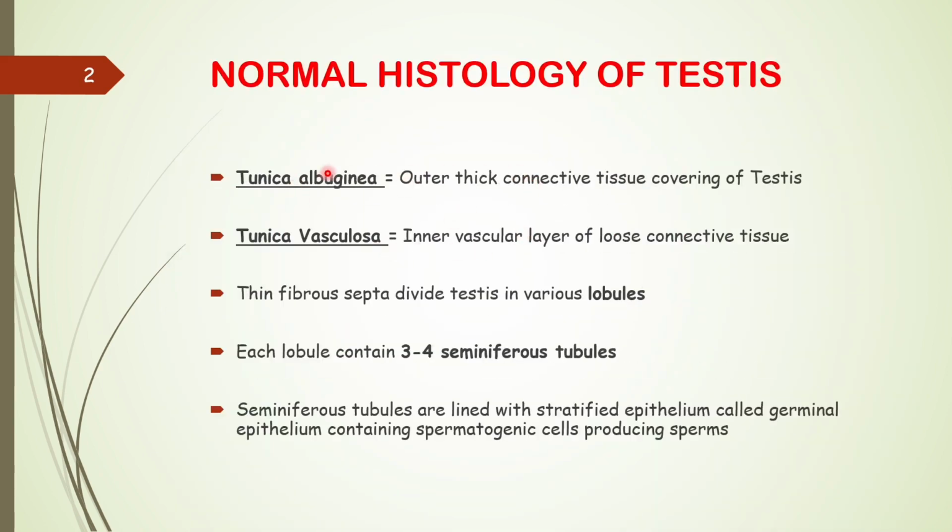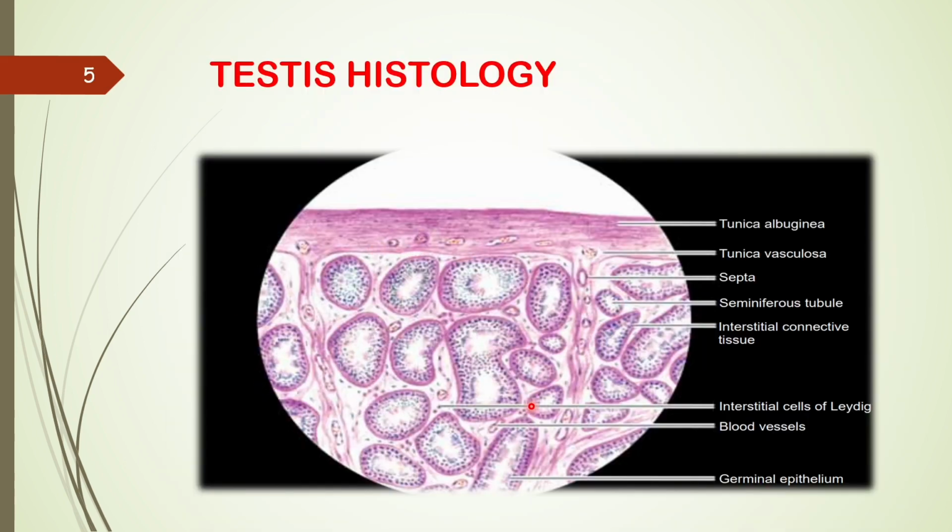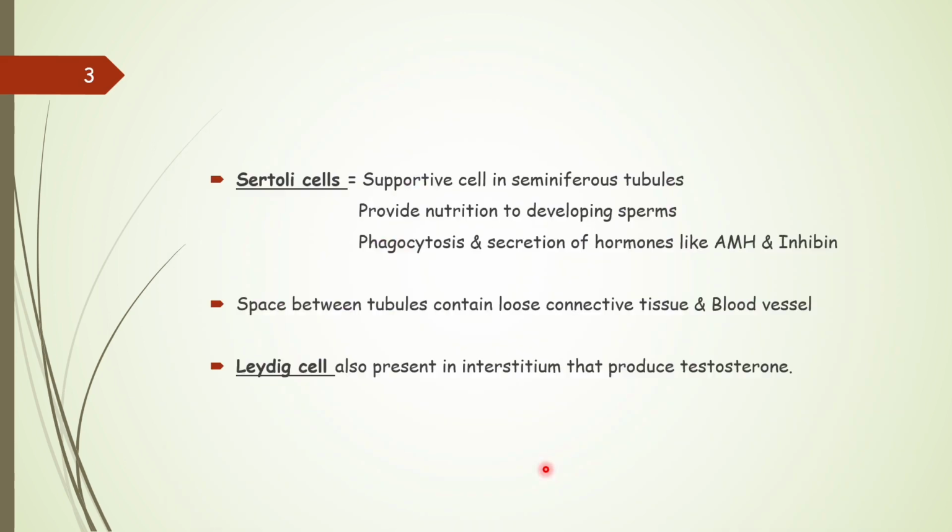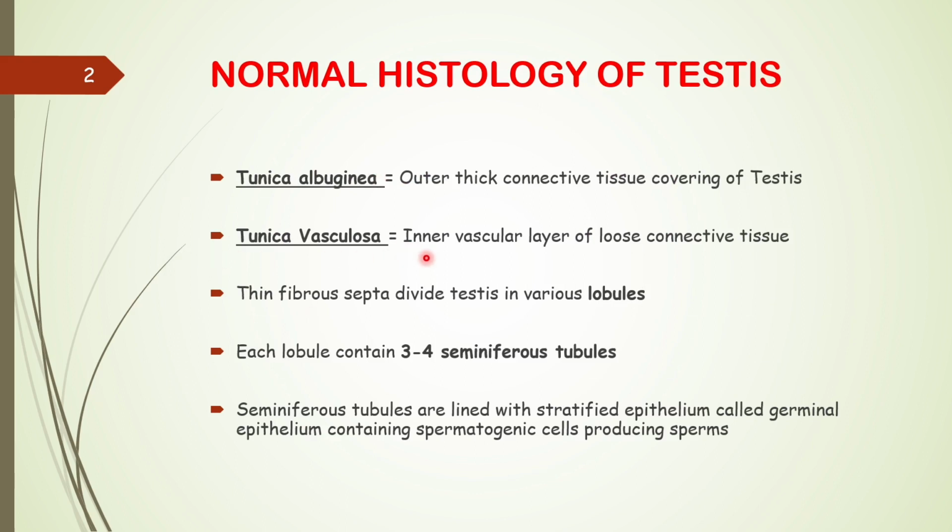Now beneath the tunica albuginea, there is a vascular layer made up of loose connective tissue that is known as the tunica vasculosa. So this particular portion is the tunica vasculosa, right? So we have a tunica albuginea and vasculosa.